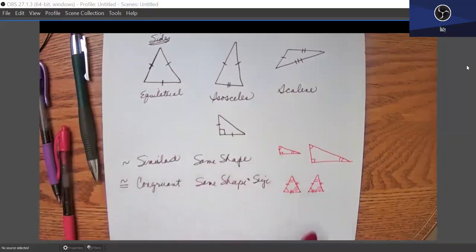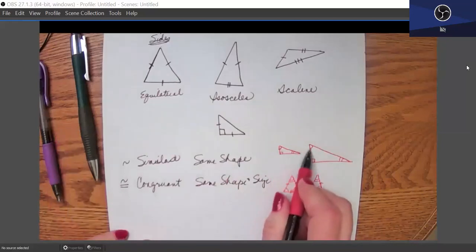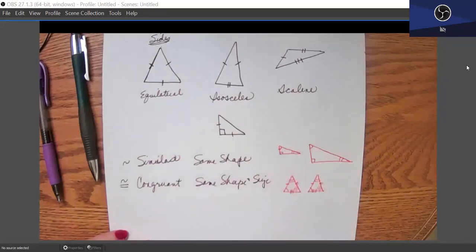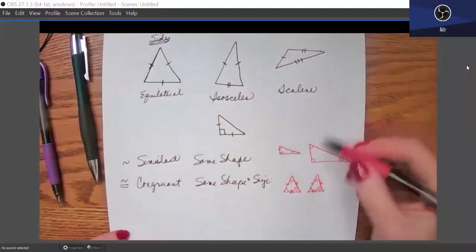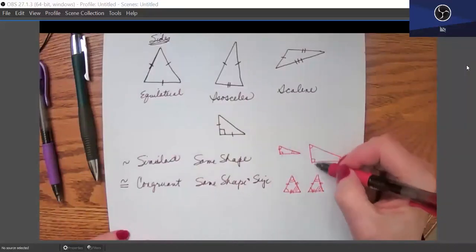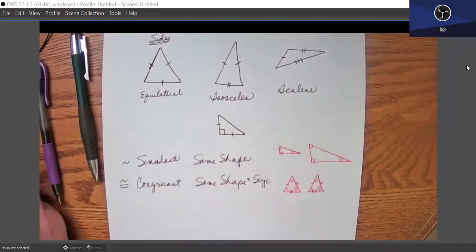So corresponding angles have the same measure. See the single loop and the single loop, those would be considered corresponding angles. See the side between the single loop and the double loop, and the side between the single loop and the double loop, those two sides would be considered corresponding sides. So the angles are always the same measure. For similar triangles, the sides are proportional.